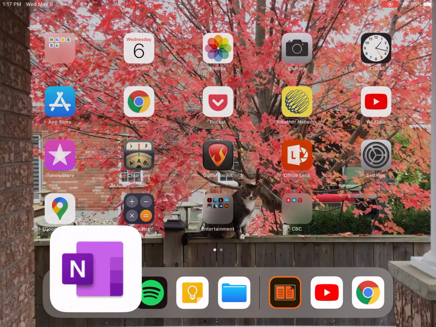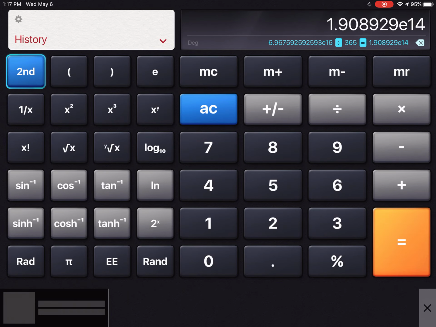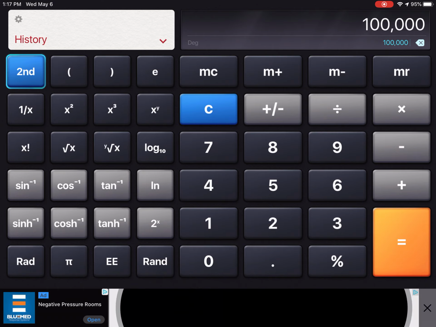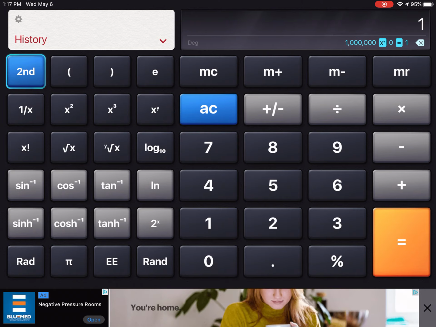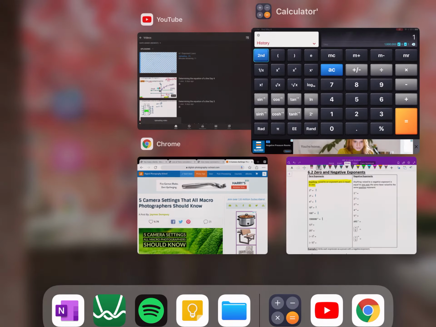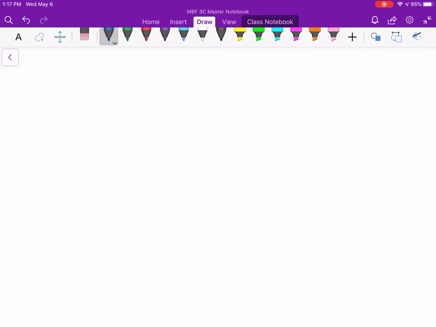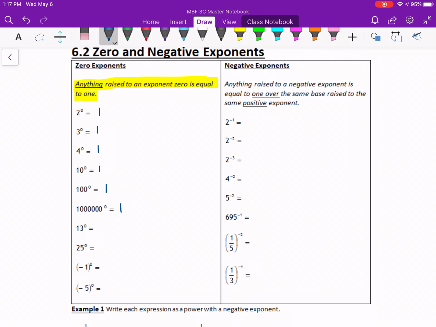In fact, I'll check it out on my calculator. So I've got one right here. Alright, let's see. 1,000,000 to the exponent 0 equals 1. Beautiful. 13 to the 0, 1. 25 to the 0, 1. Negative 1 in brackets to the exponent 0, also 1.